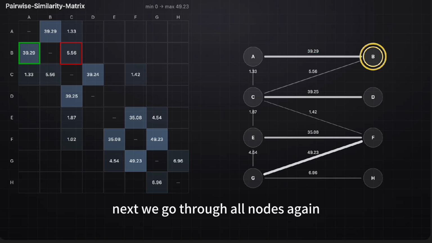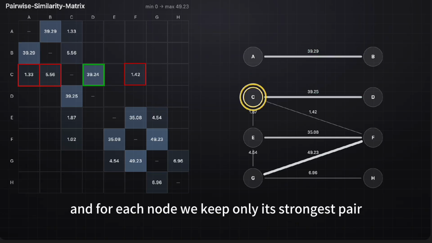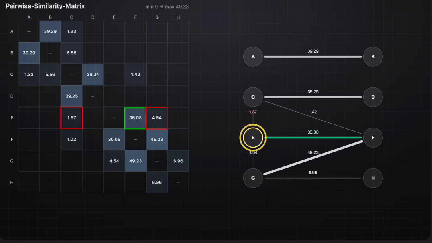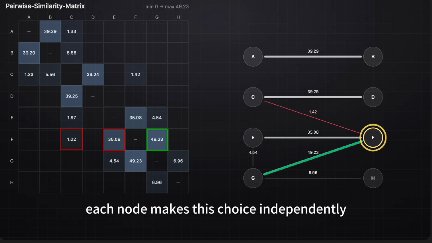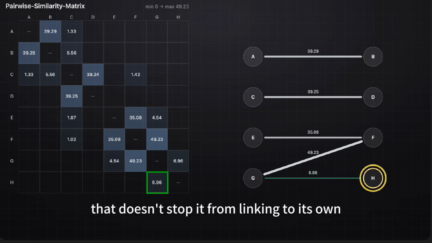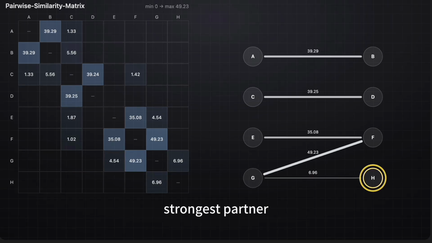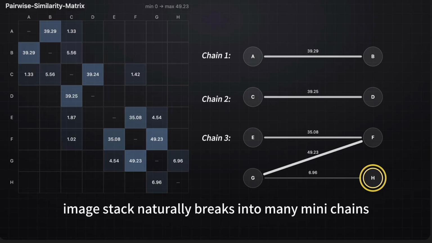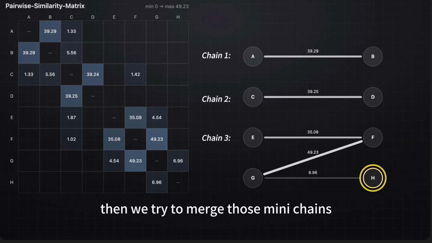Next, we go through all nodes again, and for each node, we keep only its strongest pair. Each node makes this choice independently. If a node was already picked by someone else as their best pair, that doesn't stop it from linking to its own strongest partner. After this pass, the messy image stack naturally breaks into many mini-chains. Then we try to merge those mini-chains by adding each node's second best link.